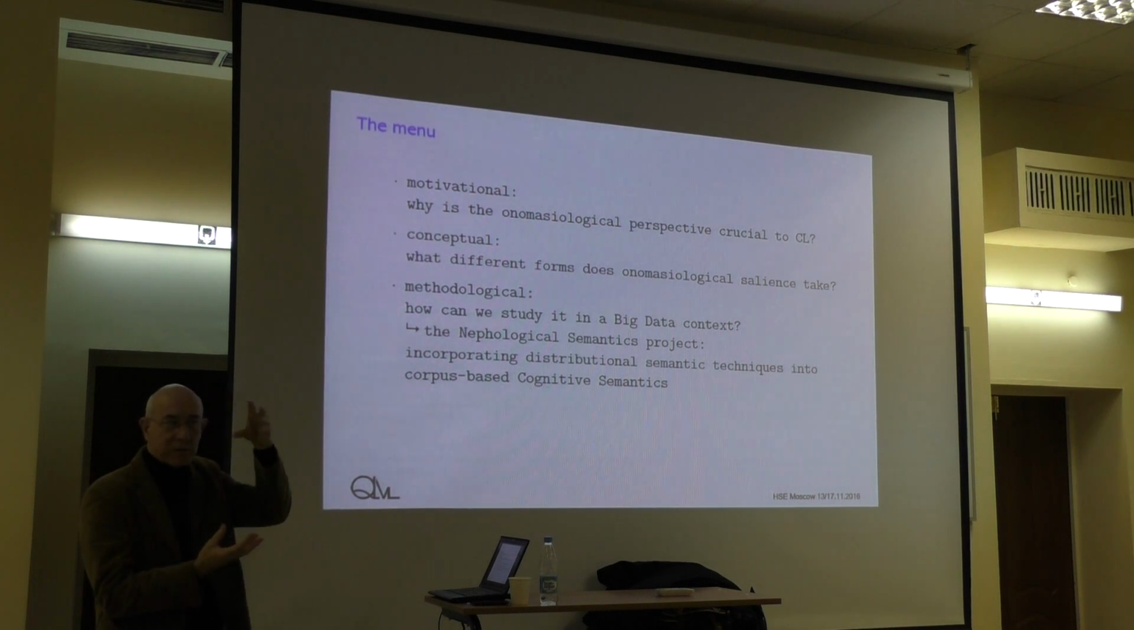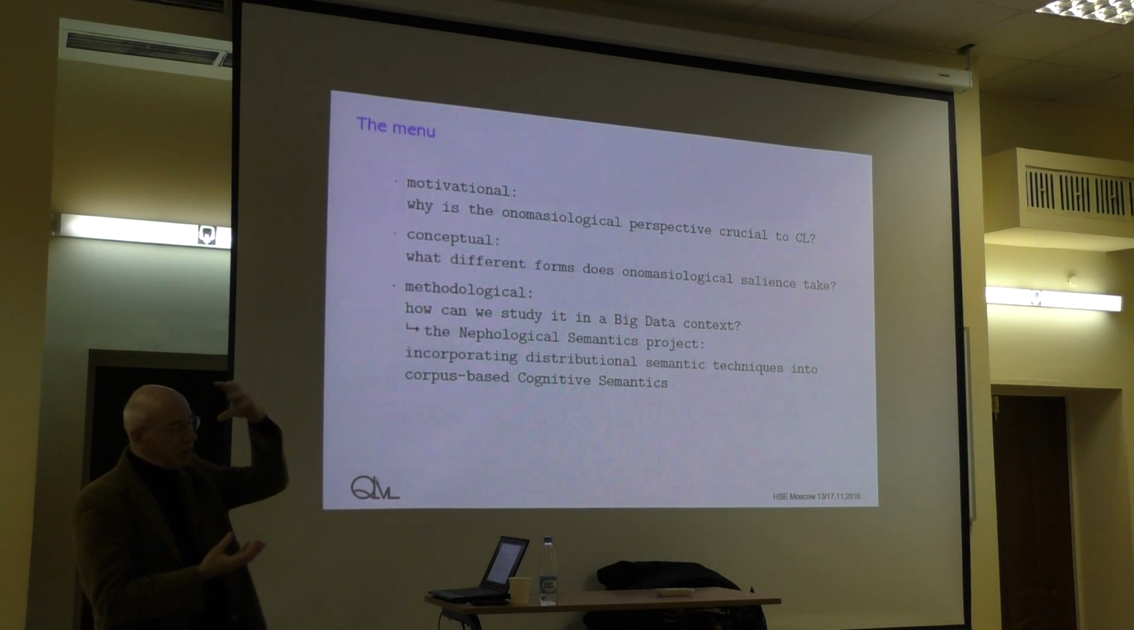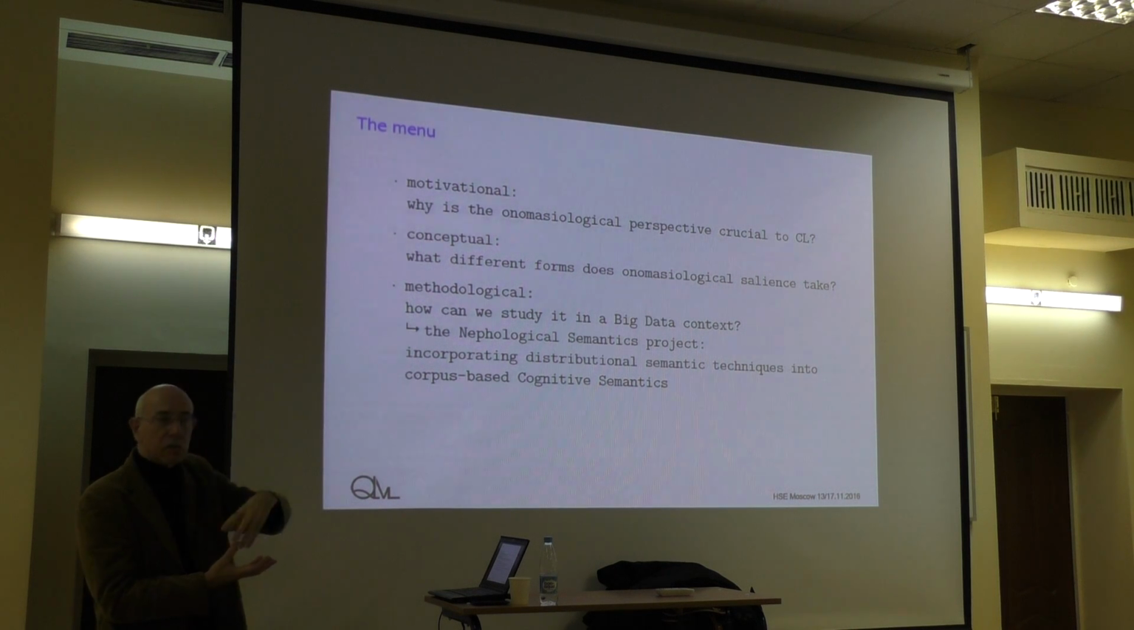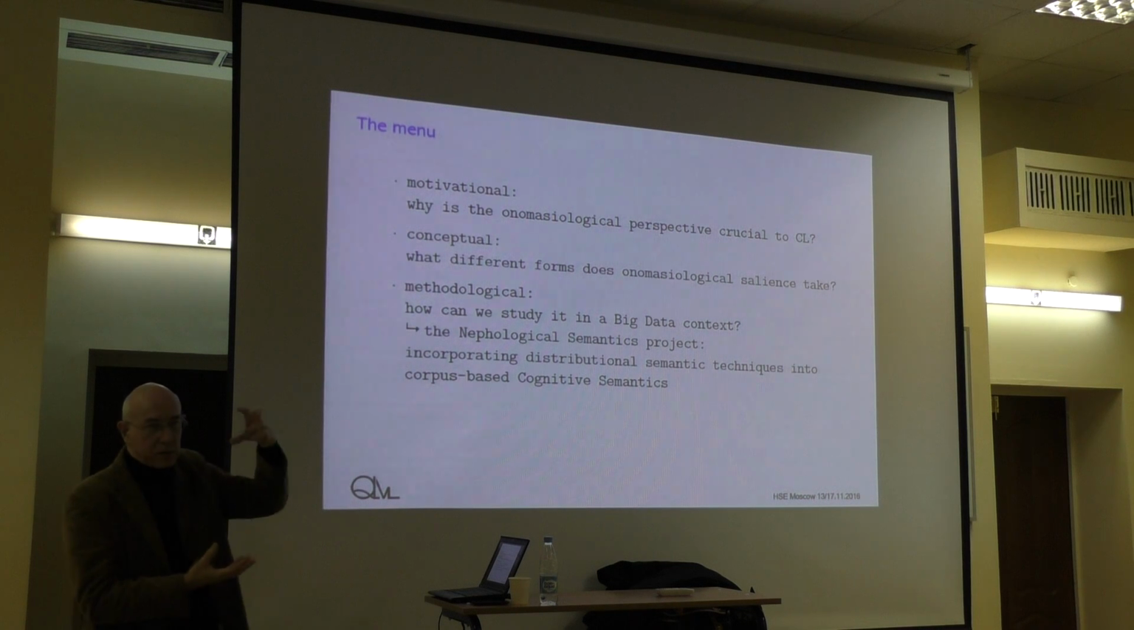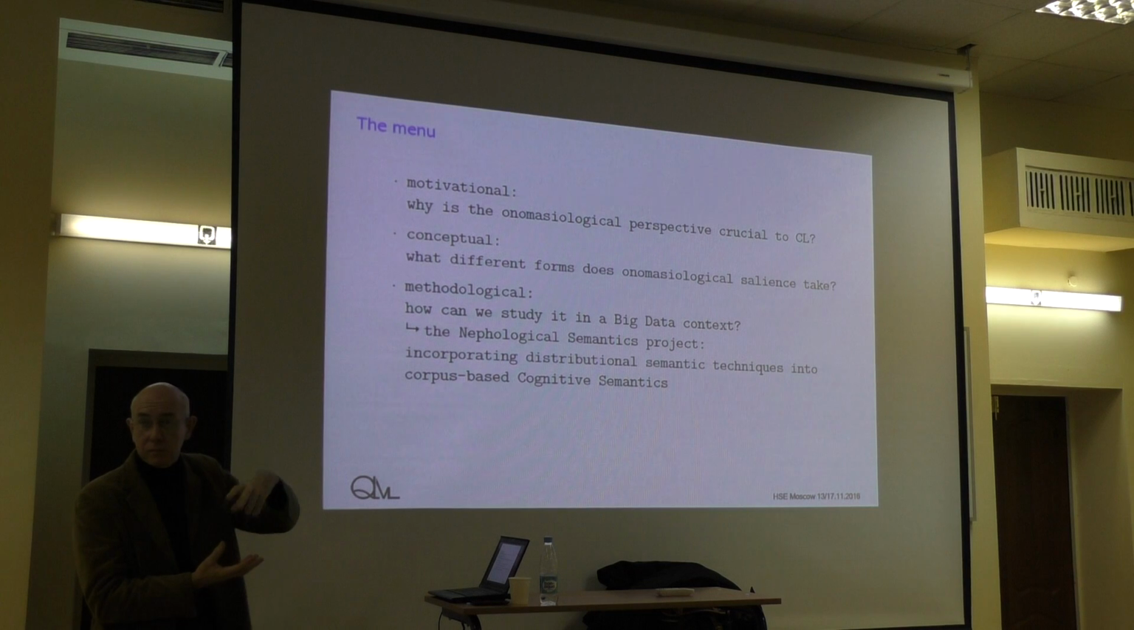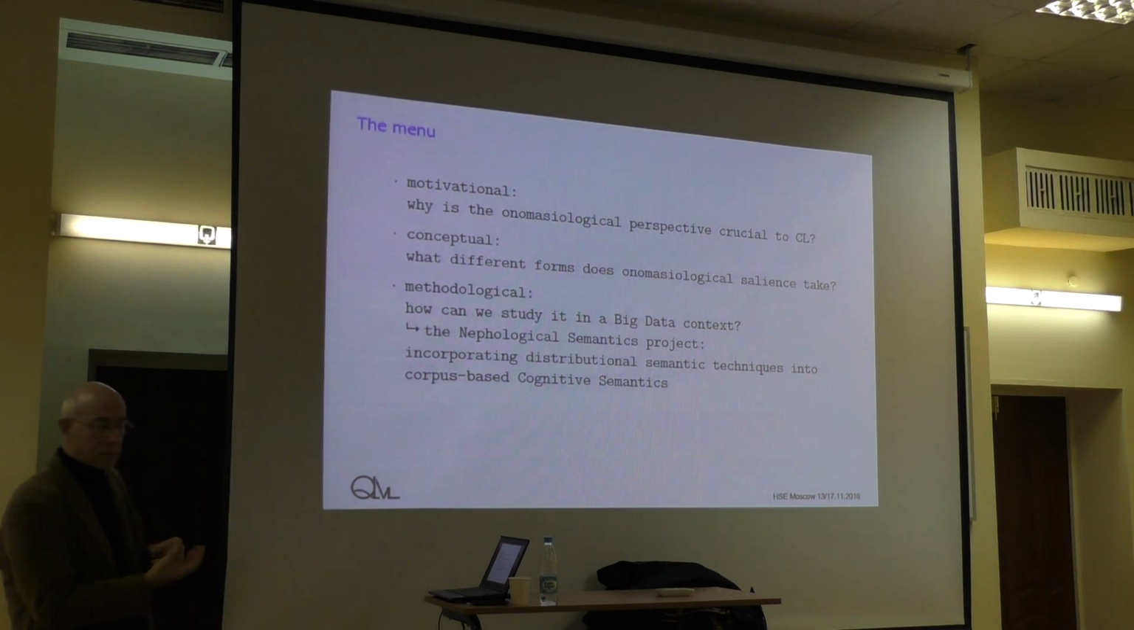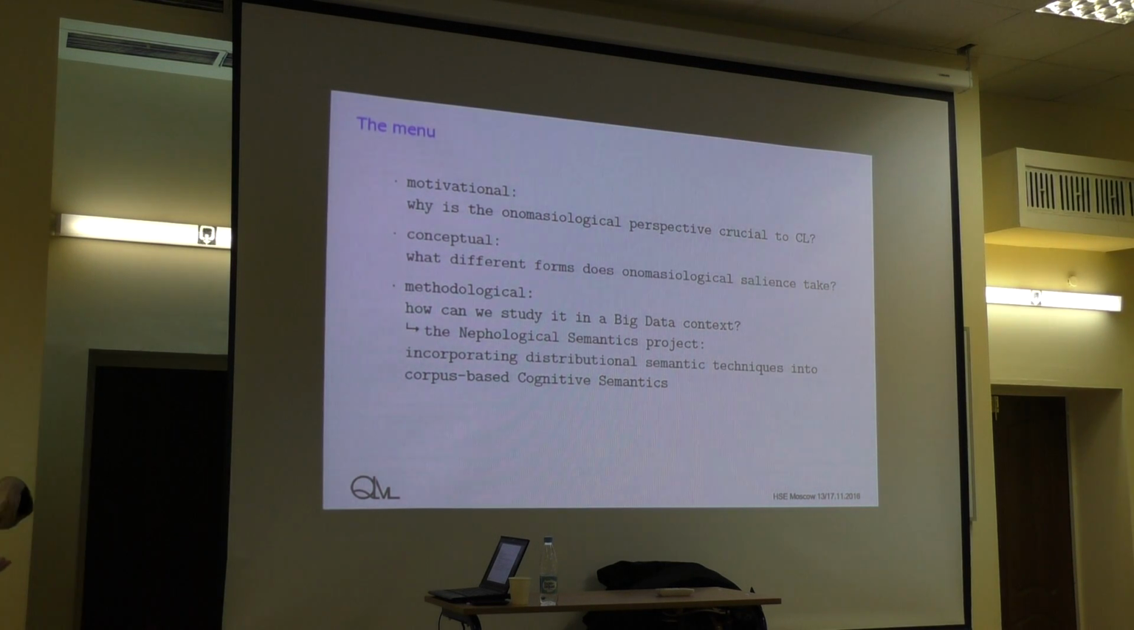And if you have this Saussurean definition of the sign, then in principle you can look at the relationship between signifiant and signifié in two ways. If you take your form, your signifiant, and you look at the meanings, that is what we traditionally call a semasiological perspective. In lexical terms, that means looking at polysemy, basically.